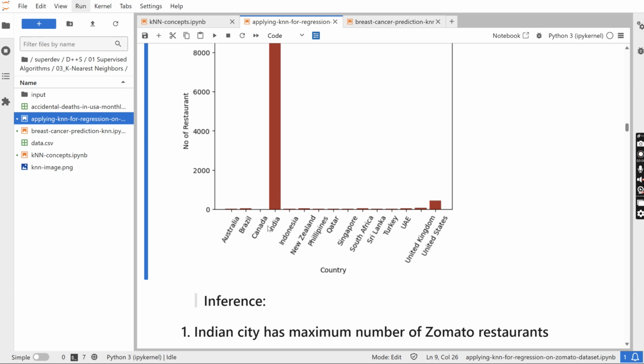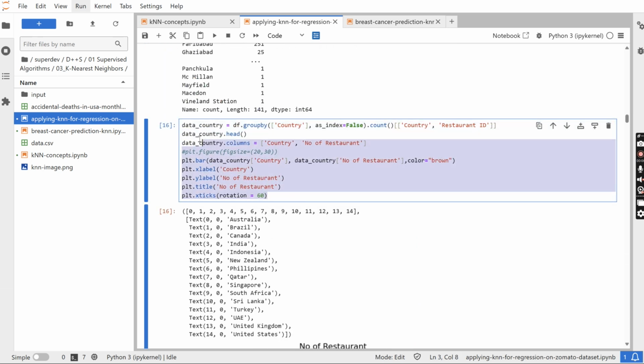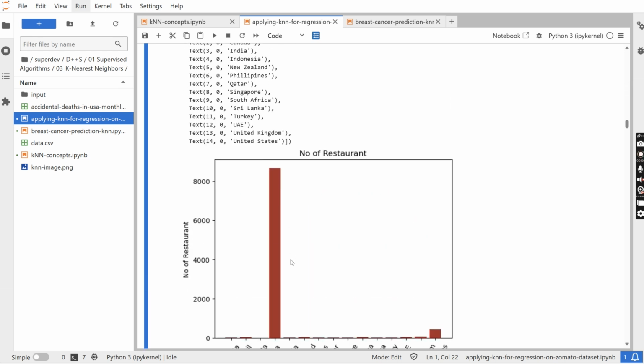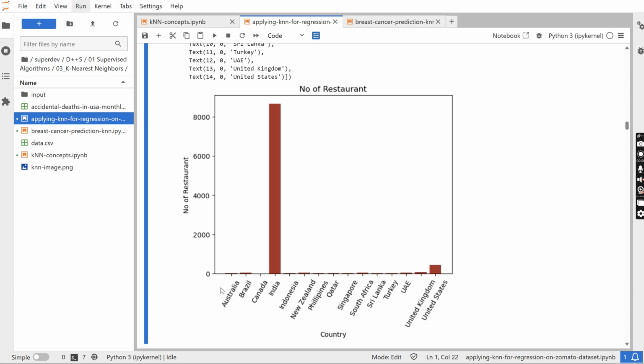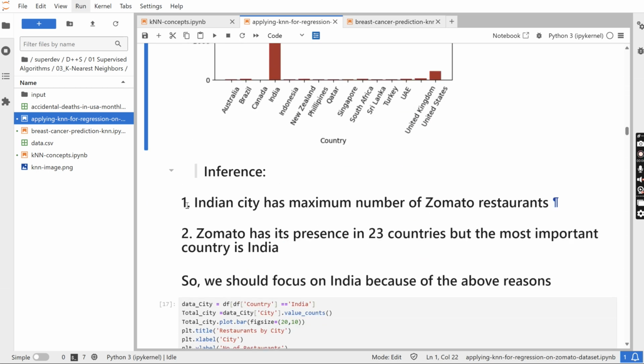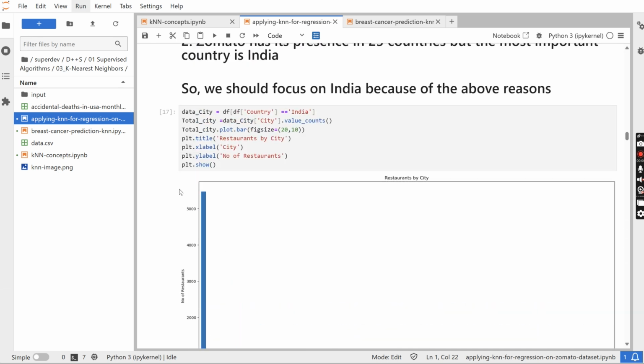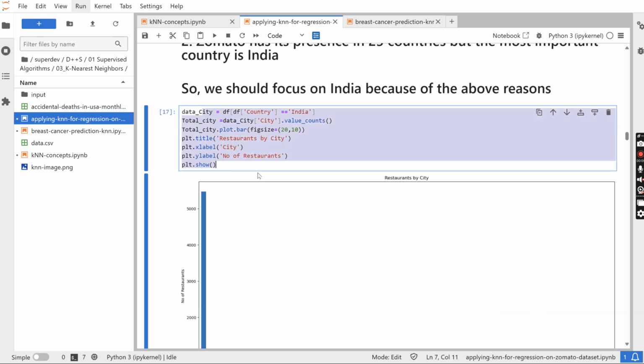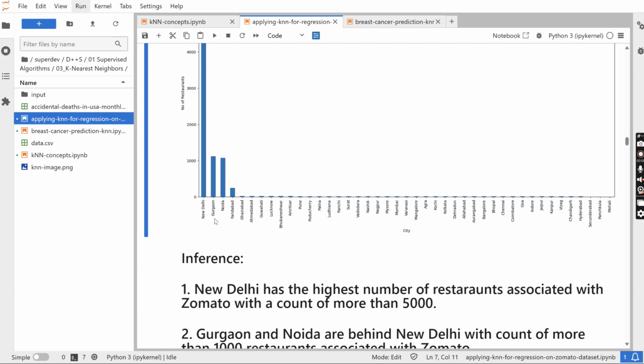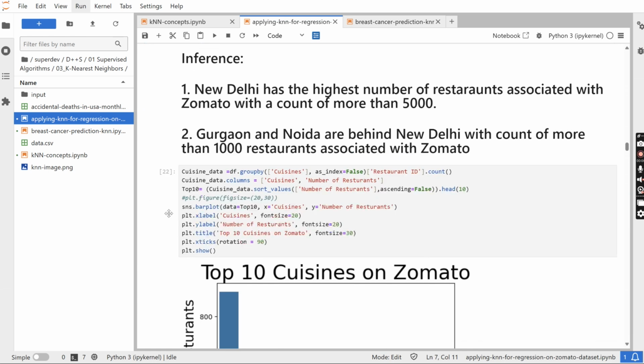And likewise, you're trying to see how many Zomato restaurants there are per country. As you can see, data is highly imbalanced. India has the highest number, next UK, and everywhere else there are fewer restaurants. Likewise you can look at the cities in India. Where is Zomato highest located? It is in New Delhi. Then comes Gurgaon, Noida, which are close to Delhi anyway, Faridabad, then the rest of the cities.